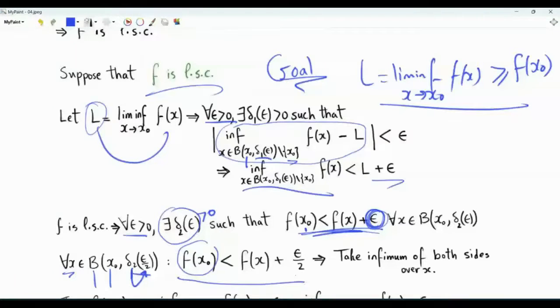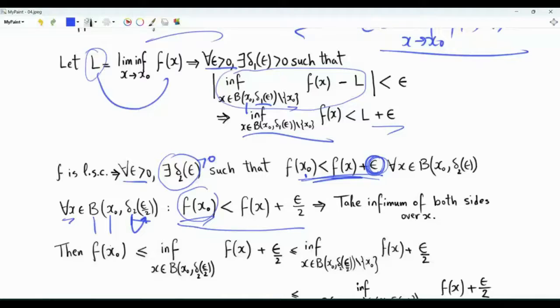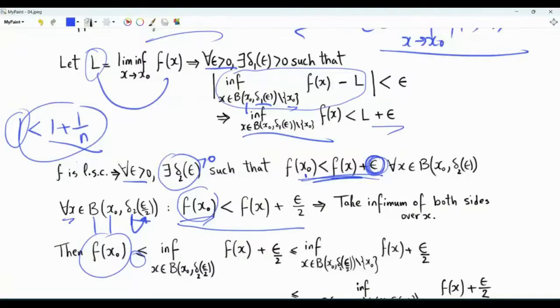Now take the infimum of both sides of this inequality. The left-hand side is not a function of x, so the infimum of f of x0 will be f of x0 itself. For the right-hand side, we have the infimum of a function plus a constant. So this is the infimum of the function plus the constant. And so f of x0 is less than or equal to. Now we need to allow for the possibility of equality, because, for example, 1 is strictly less than 1 plus 1 over n. If we take the infimum of both sides, the infimum of the left-hand side is 1. The infimum of the right-hand side is 1. The two sides are equal. So when we take the infimum of both sides of an inequality that is strict, we need to include the possibility of equality. So f of x0 is less than or equal to the infimum of f of x over this ball with center x0 and radius delta 2 of epsilon over 2.